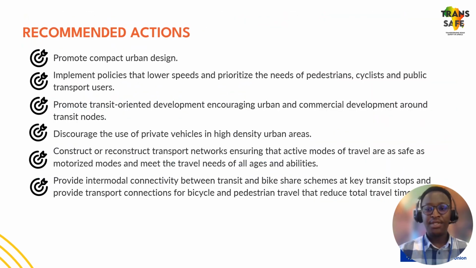The recommended actions under this pillar include 1. Promote compact urban design. 2. Implement policies that lower speeds and prioritize the needs of pedestrians, cyclists, and public transport users. 3. Promote transit-oriented development, encouraging urban and commercial development around transit modes. 4. Discourage the use of private vehicles in high-density urban areas. 5. Construct or reconstruct transport networks, ensuring that active modes of travel are as safe as motorized modes and meet the travel demands of all ages and abilities.